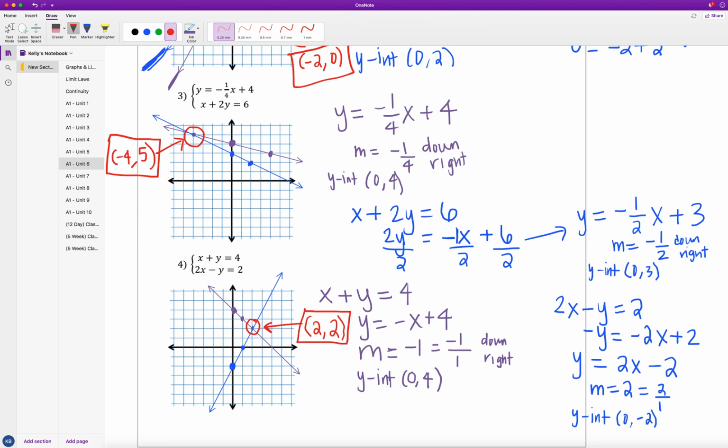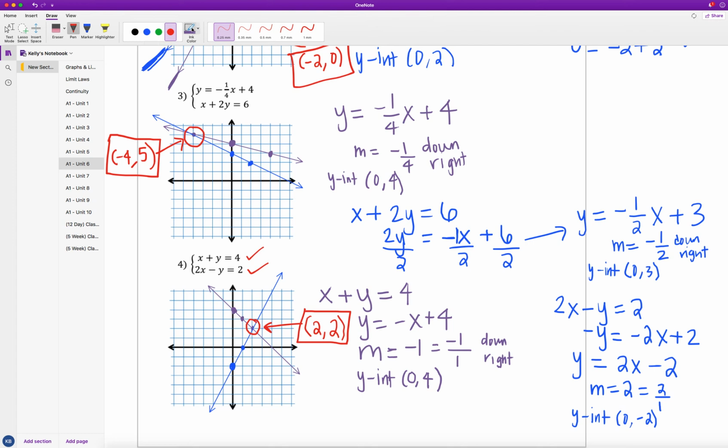Why don't you guys pause the video right now and check that (2, 2) works in both the first and the second equation. I can do this more as a mental check here. If I plug in 2 for x and 2 for y, I get 2 plus 2, which does equal 4. And in the second equation, I get 2 times 2, which is 4, minus 2, which gives me 2 as well. So yes, (2, 2) does work as a solution to this system.